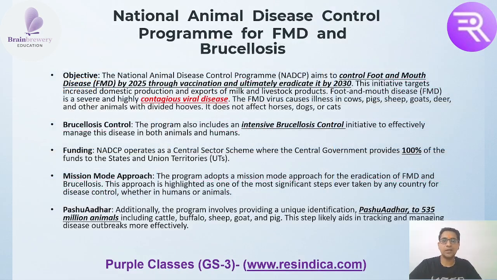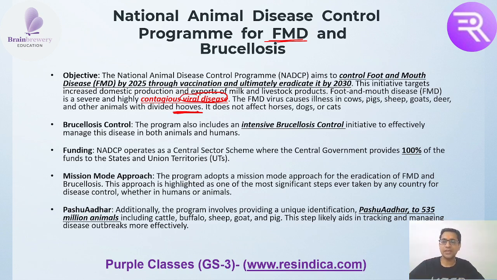So let's start with understanding some of the programs that the government is running. Under that, one program is the National Animal Disease Control Program for FMD and brucellosis. FMD is also called foot and mouth disease. It is a viral disease. The hooves, the hard part of the animal's legs, get broken and divided because of this disease. In the mouth also, this kind of lesion develops.